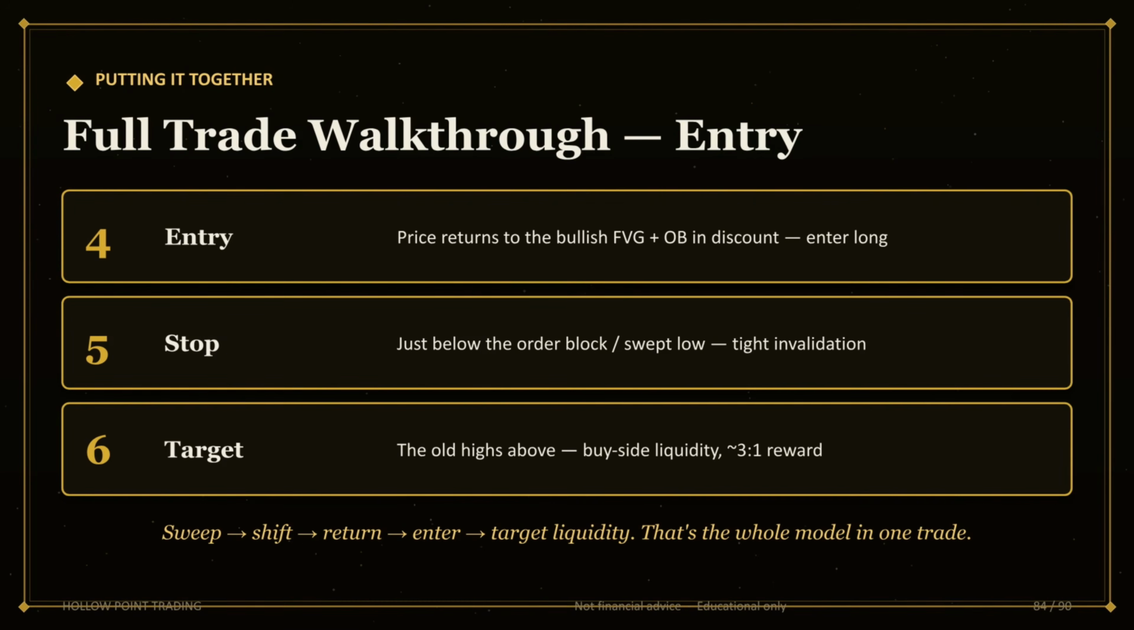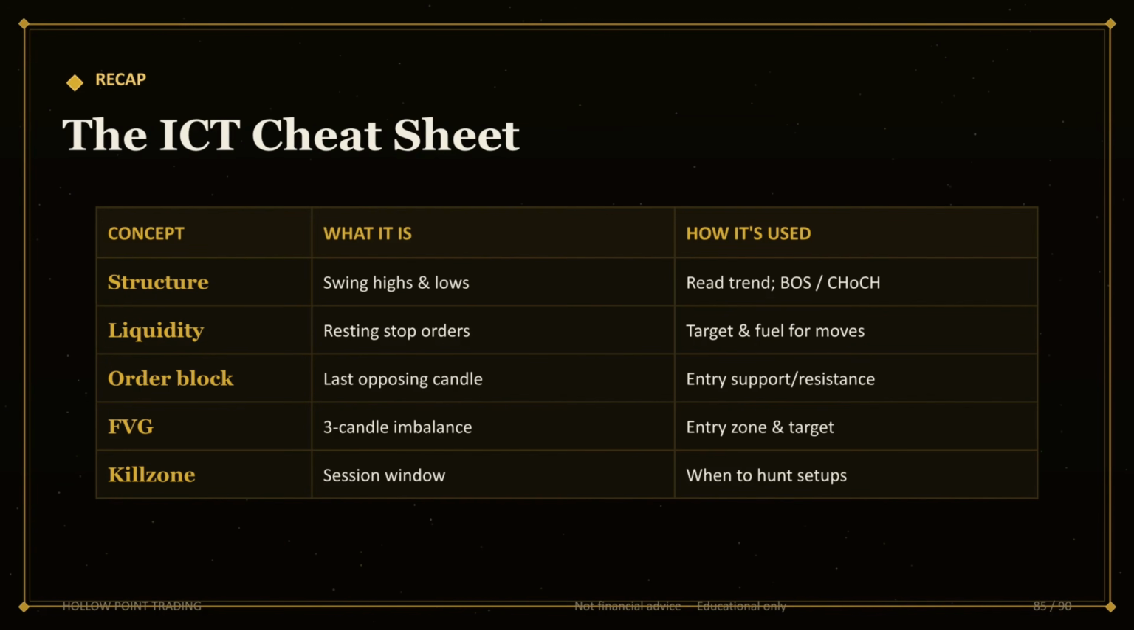For the entry, wait for price to return to your chosen order block or fair value gap. Place your stop just below the invalidation point and set your target at the next liquidity pool, aiming for at least a 2-to-1 reward. This slide provides a comprehensive cheat sheet for the core concepts we have covered, summarizing the essential components of the ICT framework for your quick review.